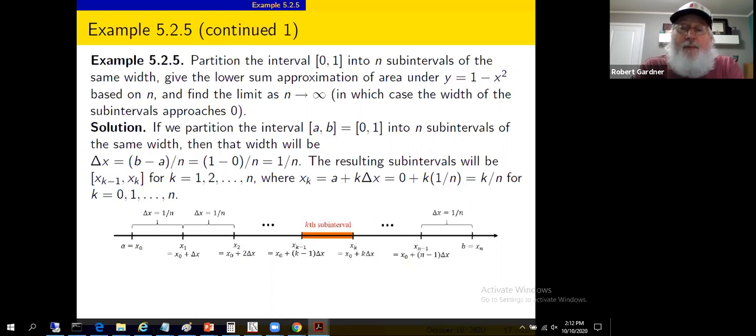So we've got a partition. We've determined what the x sub k's are, and we're going to end up using those x sub k's in the function because they told us to. More of that in a sec. But these are general formulas when we have partitions of the same width. Here's what the delta x is, and here's what the x sub k's are for our value of a and our interval, which produces k over n. And there's an image of what's going on.